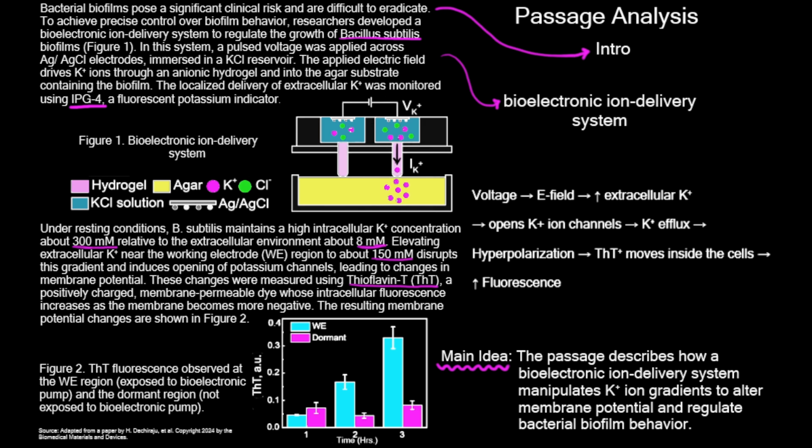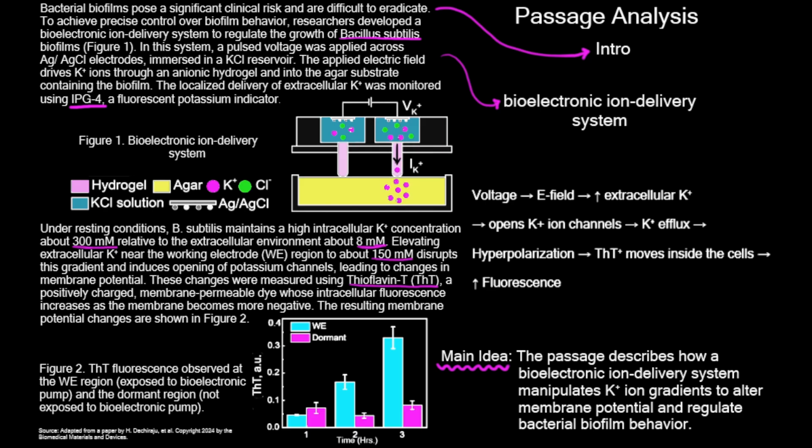The sixth sentence reads, under resting conditions, B subtilis maintains a high intracellular K plus concentration of about 300 millimolar relative to the extracellular environment of about 8 millimolar. This sixth sentence provides additional details. It explains that the concentration of K plus ions is normally higher inside bacterial cells.